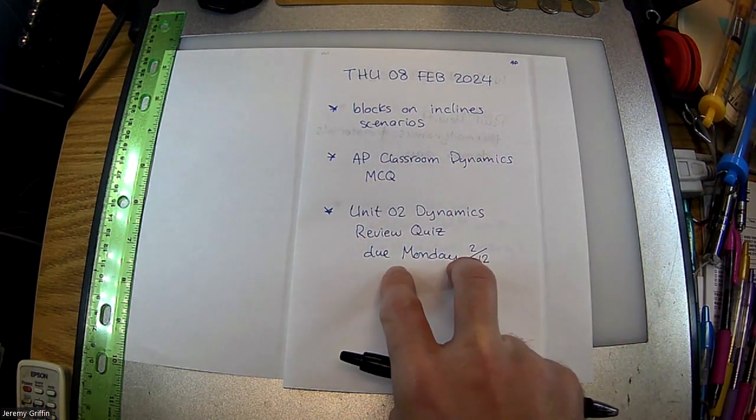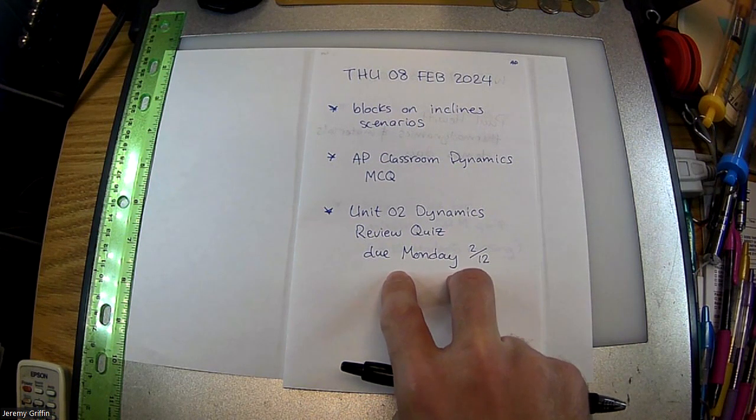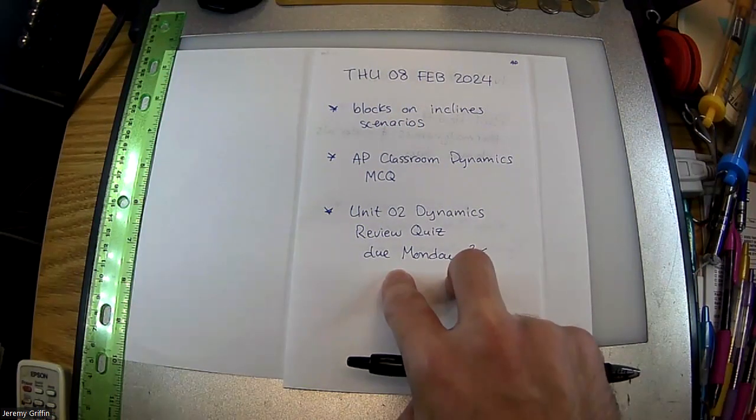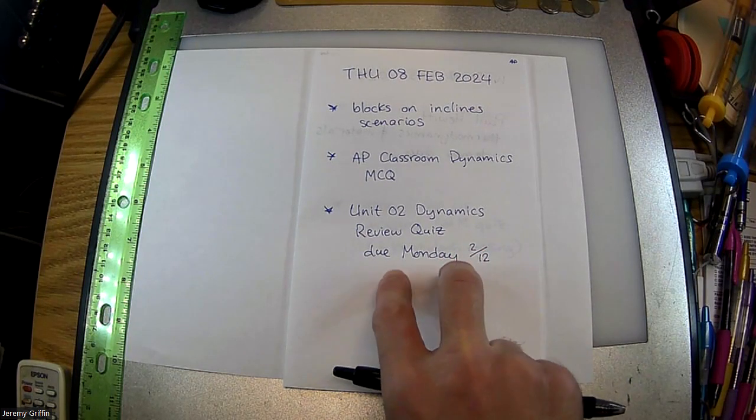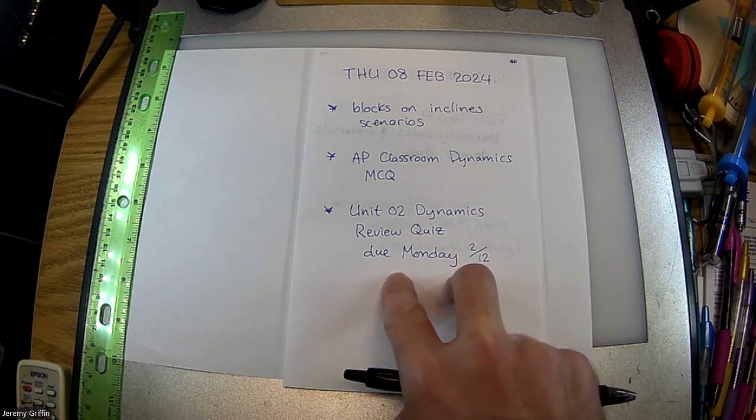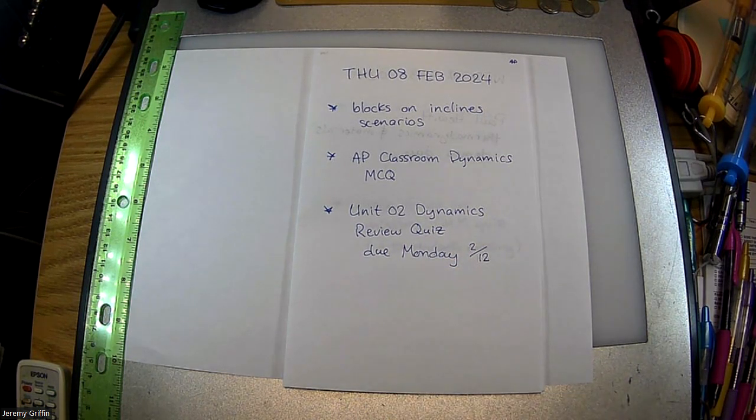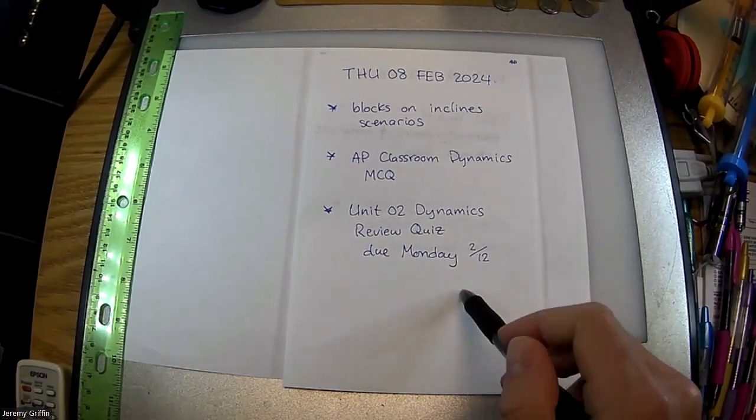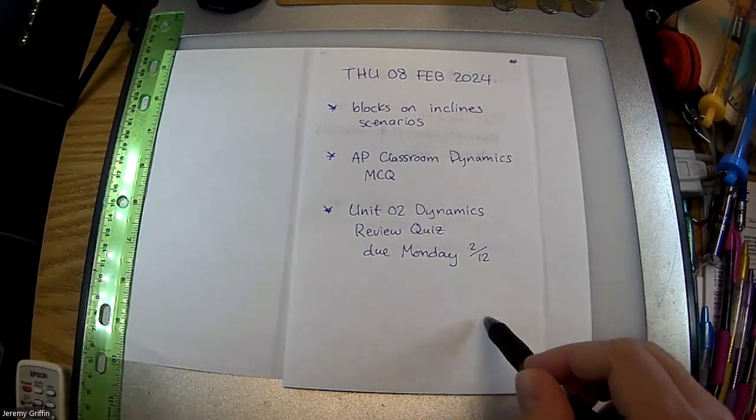On your desk, there should be a review quiz for Unit 2 Dynamics. I think everybody got one of those. Did anybody not get the Unit 2 Dynamics quiz on their desk? I think everybody's got one, right? And you guys are writing in your planners that that's due Monday. So you guys got a few days to do that. All right, everybody good there? Okay, so you got a review quiz on your desk?